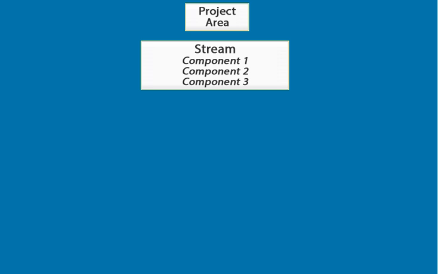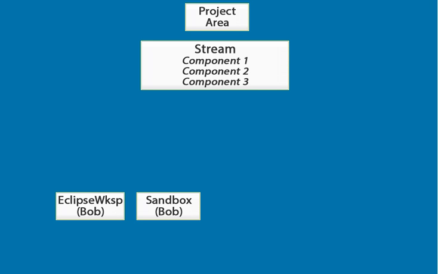So now let's take a look at how a team member, Bob, wants to get files from the stream into his local Eclipse workspace. The first thing Bob needs to do is to create a repository workspace. A repository workspace is a server-side RTC object that is associated with a specific user. A repository workspace has a flow target. The flow target is usually a stream, but it can also be another repository workspace. And we'll talk about that a little bit later.